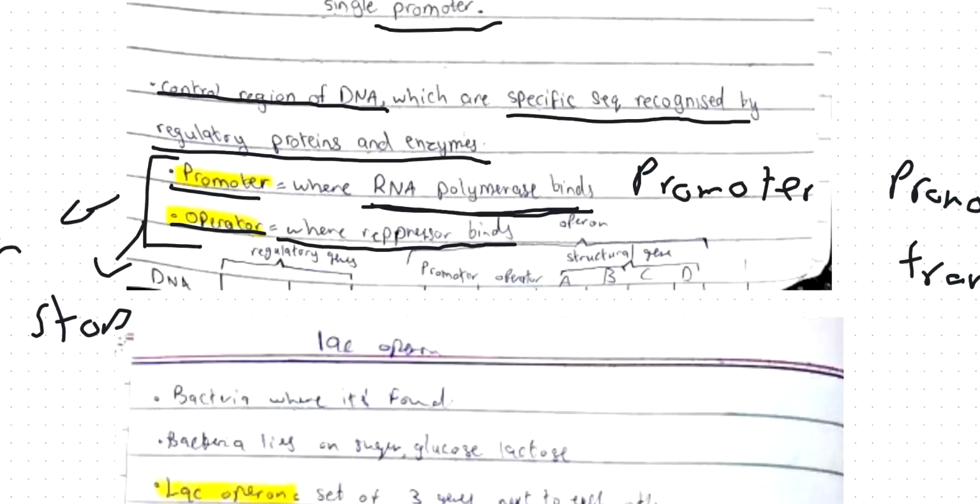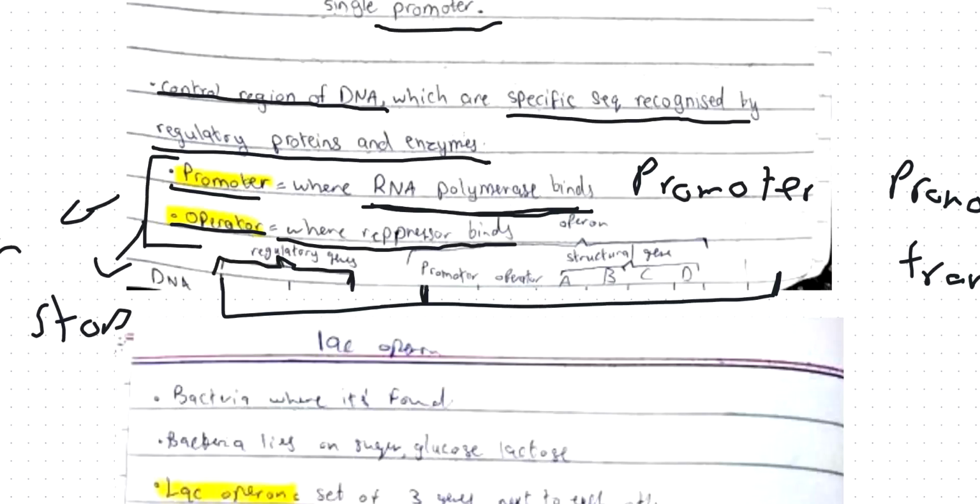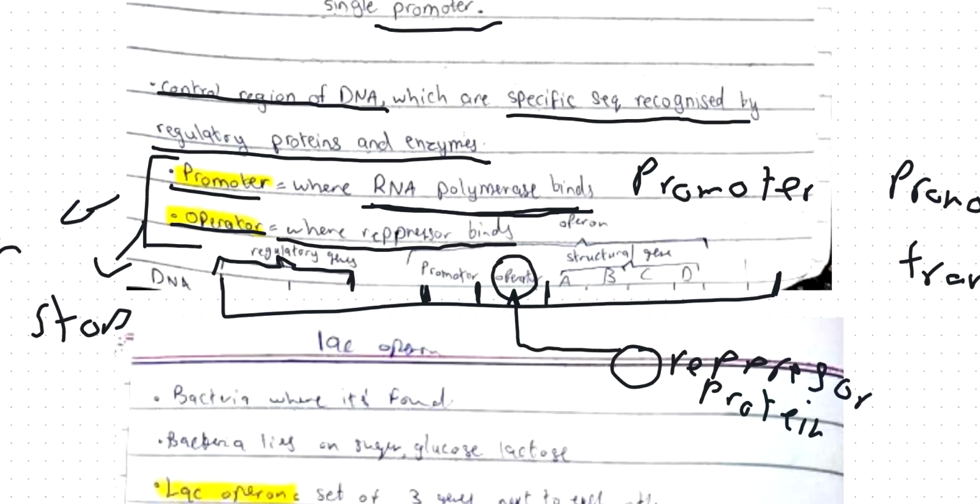For example, this is the DNA sequence, and this is the place where the regulatory genes are present. You'll always have the promoter before the operator. So remember, the promoter comes before the operator, and the operator is where the repressor protein binds. So this repressor protein comes and binds to the operator. Now you have the repressor protein bound to the operator.